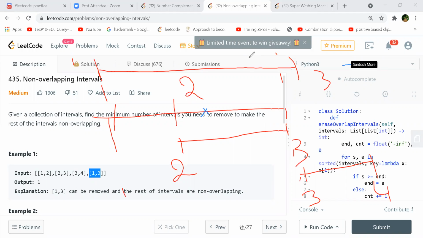And the second answer will be if you don't remove 1, 3. Then we'll have to remove this one and this one also. Because we want the minimum, we are removing the top one, otherwise we'll have to remove both 1, 2 and 2, 3. So in this case the value will be 1, and in the other case the value will be 2. Therefore, we'll prefer to take the first value.